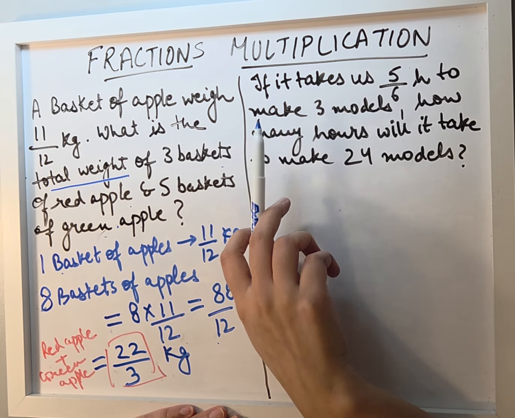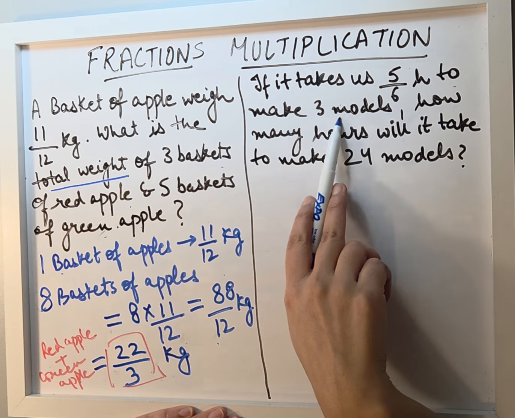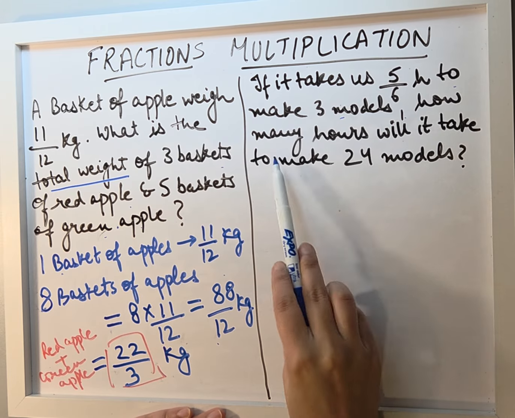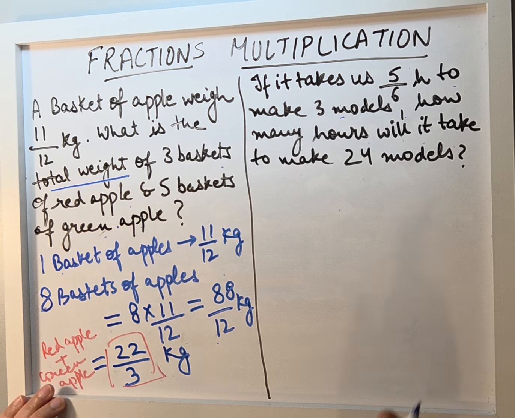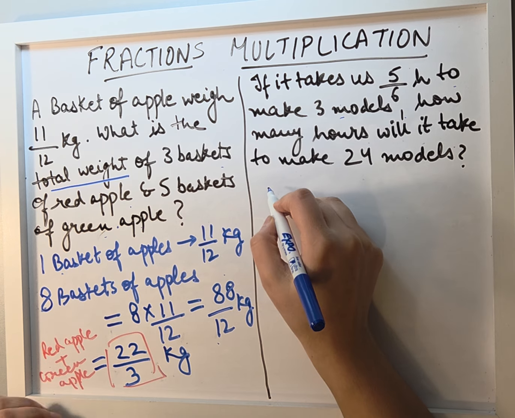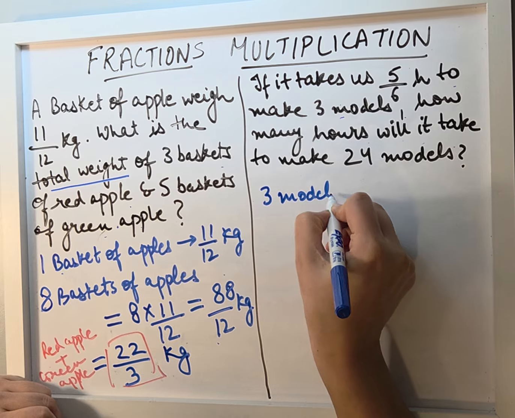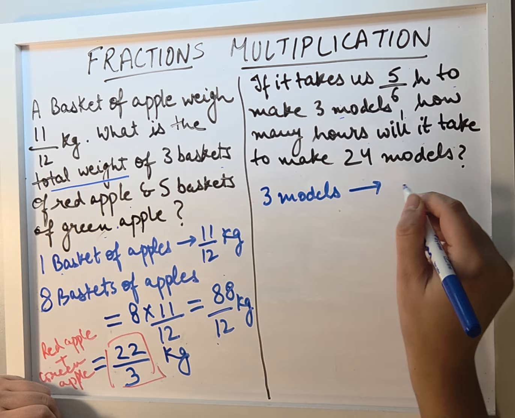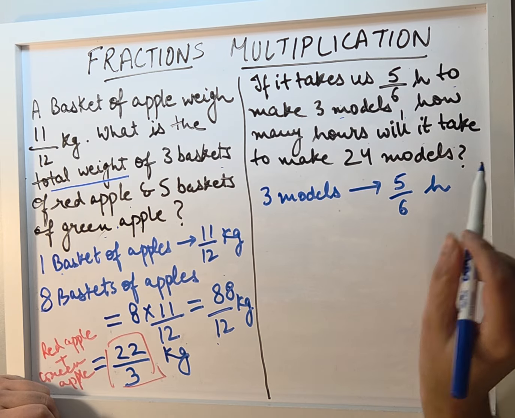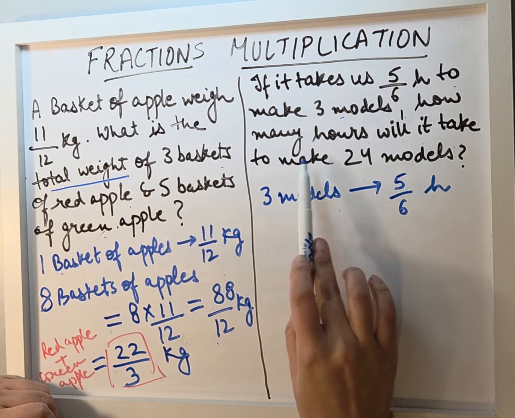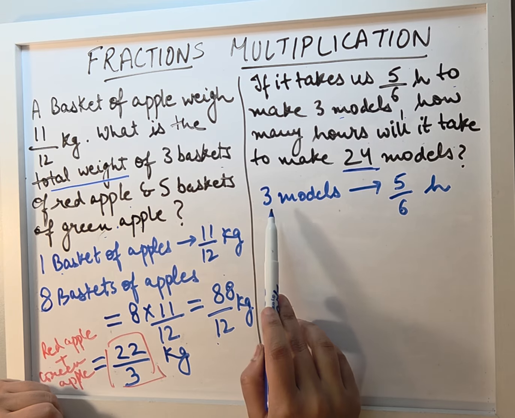Okay. So it says if it takes us 5 by 6 hours to make 3 models, okay, how many hours will it take to make 24 models? Okay, so we've been given, so for 3 models, we take how much time? 5 by 6 hours. Okay, and now it's asking how much time will it take for us to make 24 models.